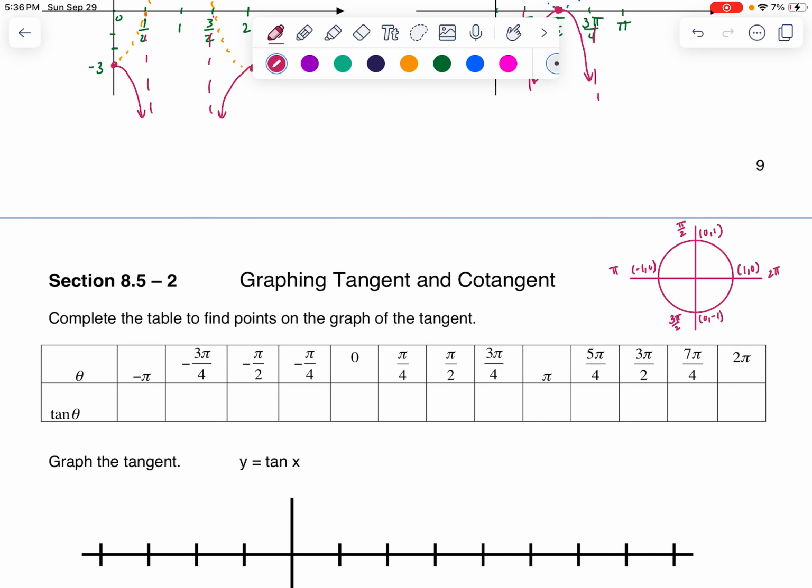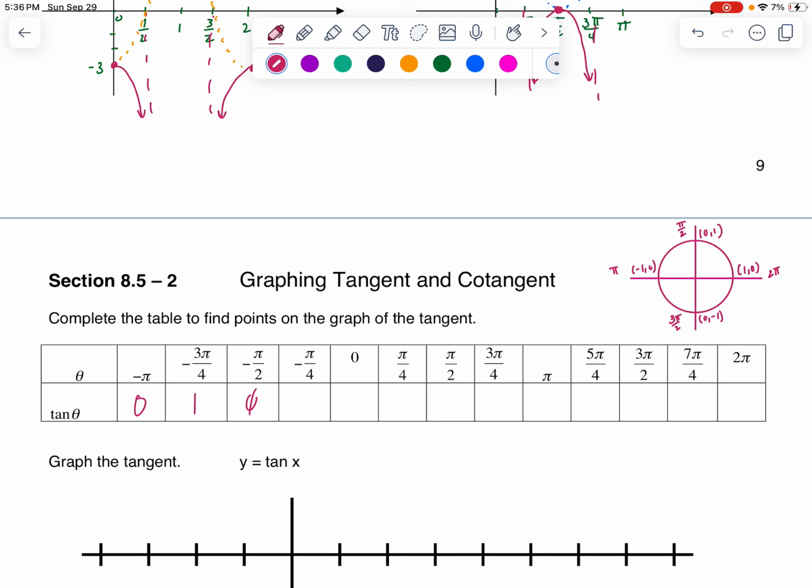For my first theta, we're talking about the tangent of negative pi. Negative pi is just pi. So we're going to take the y over x. It's going to be 0 divided by negative 1. It's going to give me 0. Negative 3 pi over 4 is going to be in quadrant 3, so I'm going to have positive 1. Negative pi over 2 is just 3 pi over 2, so it's going to be negative 1 divided by 0, which gives me undefined.